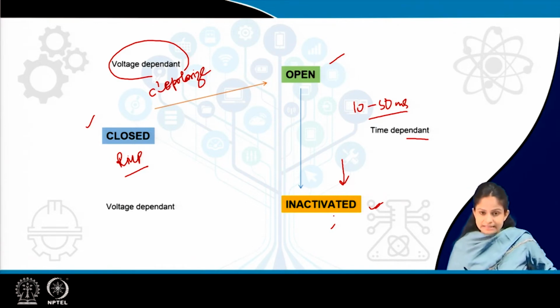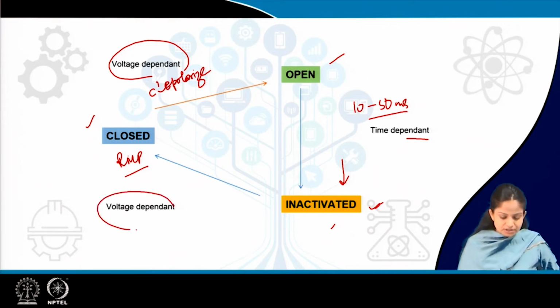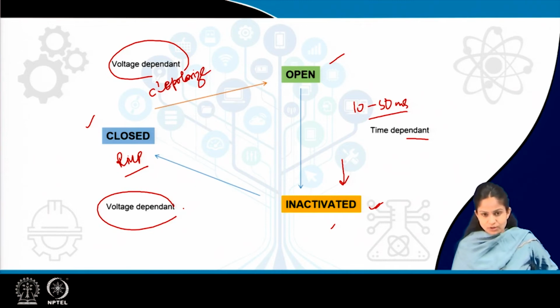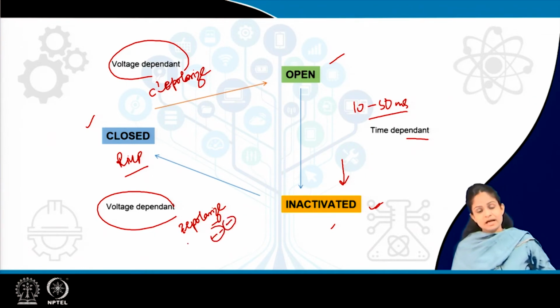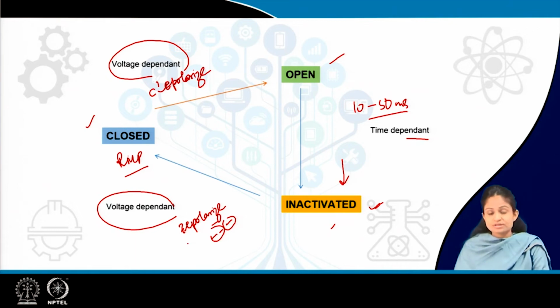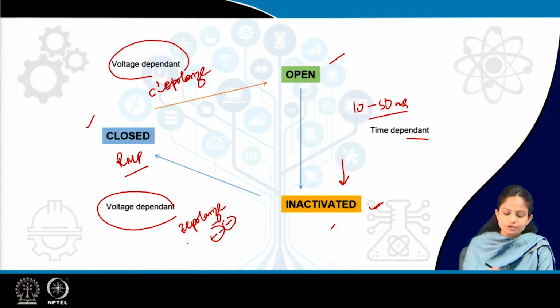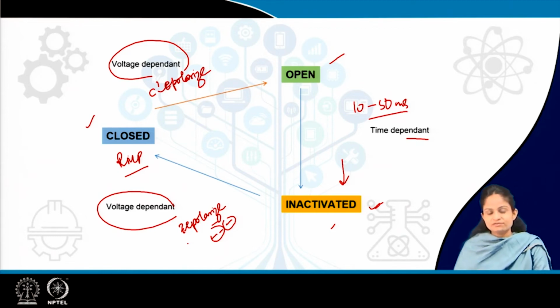From this inactivated state you can't open the channels again until it reaches the closed state again, which means from the inactivated state the membrane should respond to the voltage changes again. Because this is voltage dependent, the cell has to repolarize again. From positive to negative it should become, and it should come closer to the resting membrane potential to open the channels. So, the channels usually work in three states: closed state, open state and inactivated state.